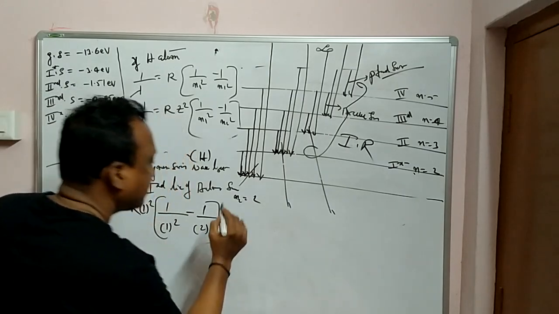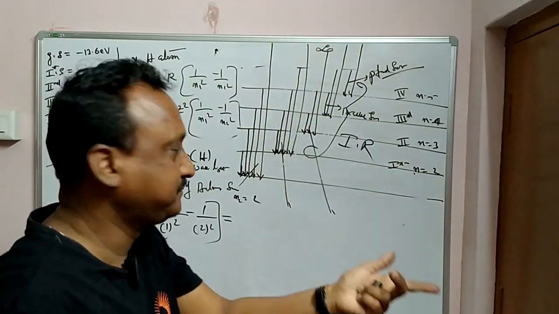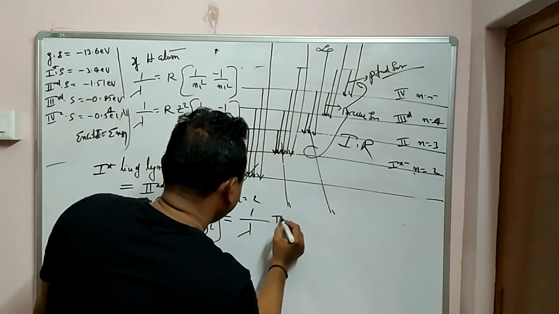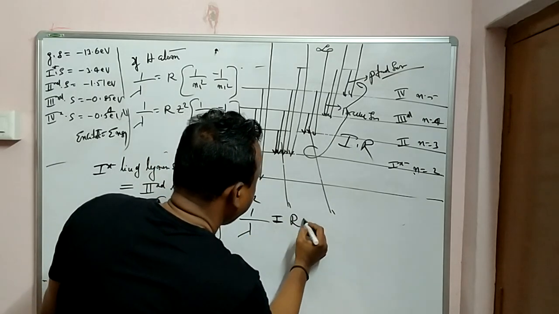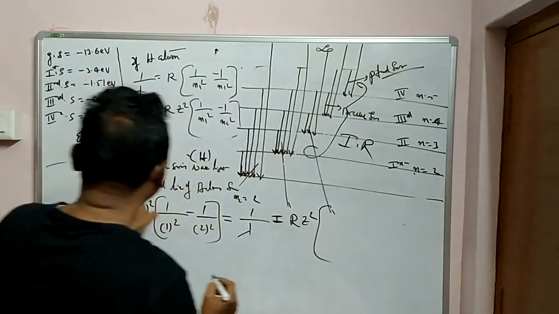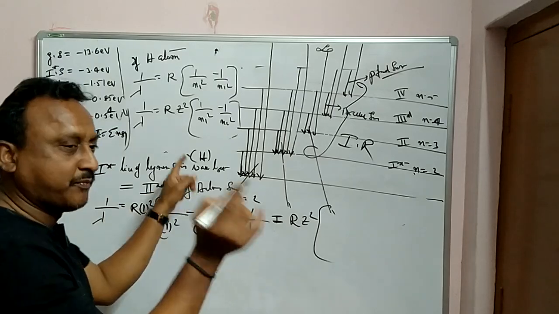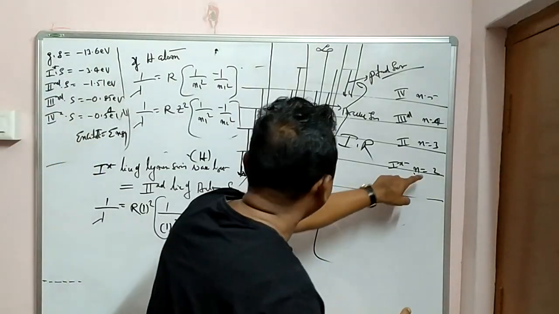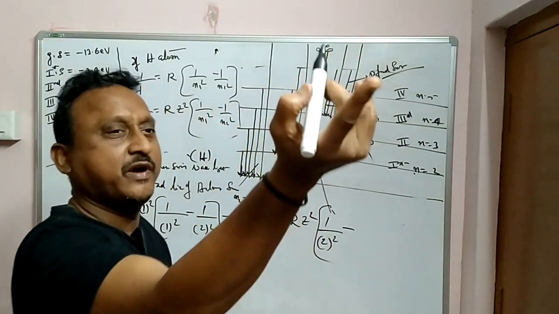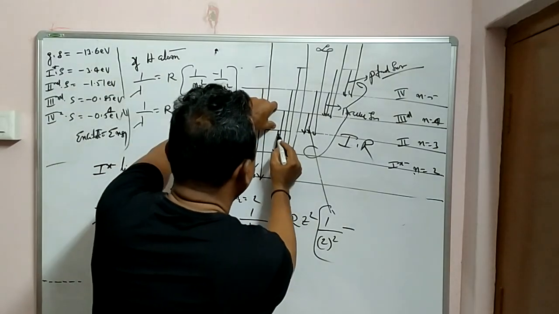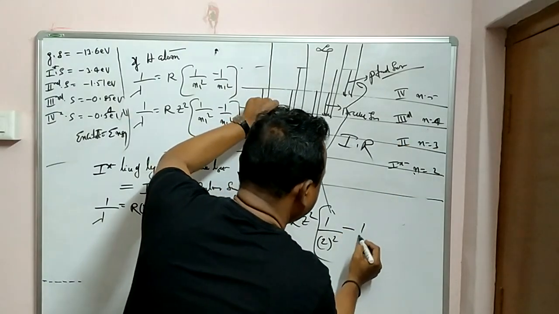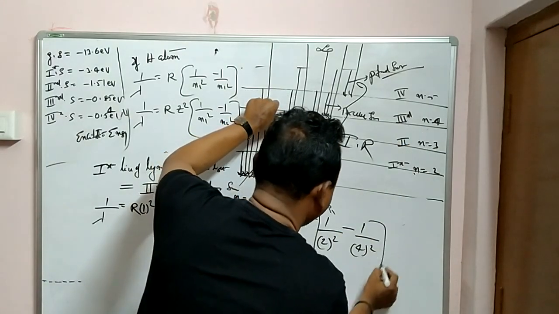And this wavelength, suppose it is equal to the wavelength of any other atom. Then for the other atom, 1 by lambda is equal to R into Z square into second line of Balmer. For Balmer, N1 is always the constant 2. So 1 by 2 square minus N2. What does N2 become for the second line of Balmer? You can see this is the first line, this is the second line. Second line comes from n is equal to 4. So N2 is 4 square.